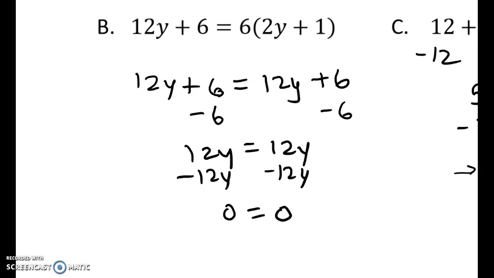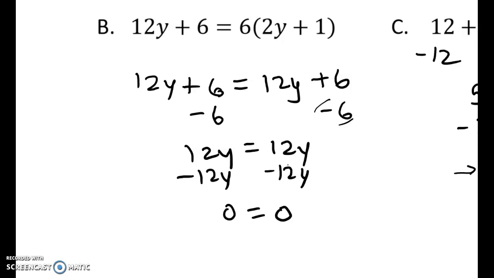Now that both sides are simplified, we look to move terms across the equal sign. So here, I subtracted 6 from both sides. I'm left with 12y equals 12y. Maybe I want to move the y's over to the left, so I'm going to do the opposite. I'm going to subtract 12y from both sides, and that leaves me with 0 on the left and 0 on the right.